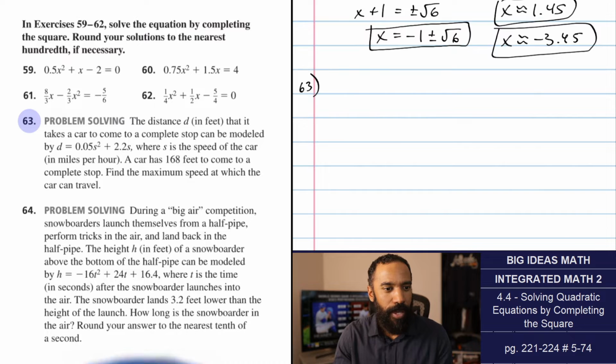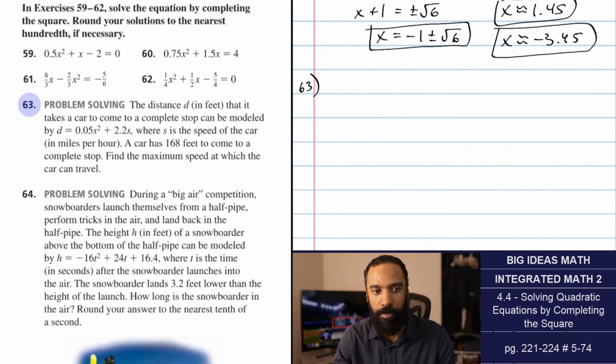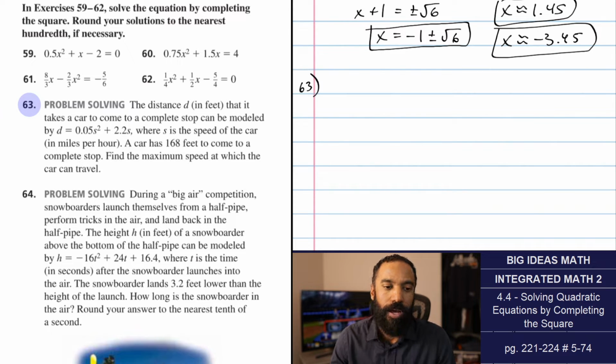No WebMD. All right, number 63, problem solving. The distance d in feet that it takes a car to come to a complete stop can be modeled by d equals 0.05 s squared plus 2.2 s, where s is the speed of the car in miles per hour. A car takes 168 feet to come to a complete stop. Find the maximum speed at which the car can travel.